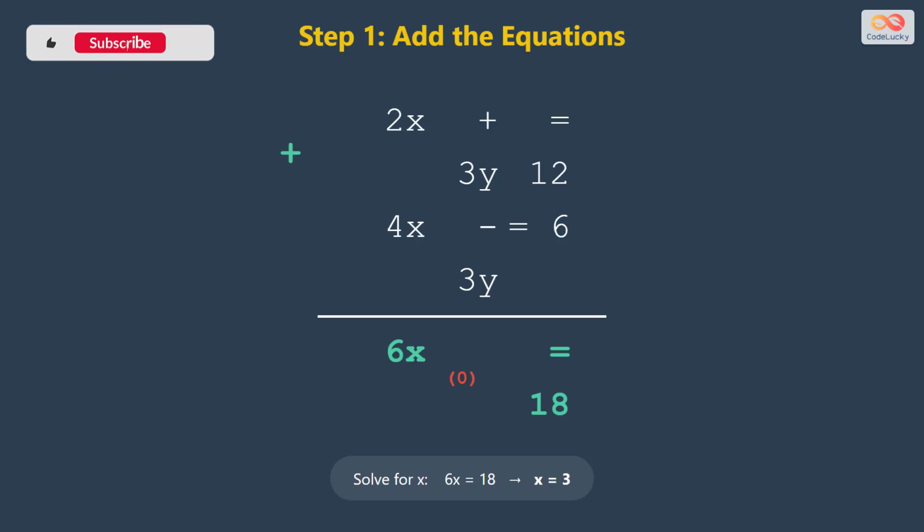When we add the equations vertically, 2x plus 4x becomes 6x. Positive 3y added to negative 3y becomes 0. They eliminate each other. Finally, 12 plus 6 equals 18. We are left with 6x equals 18. Dividing by 6, we find that x equals 3.